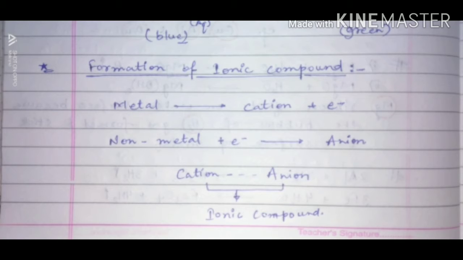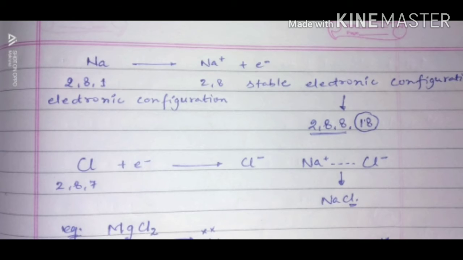So now student, one question you may ask: why does the metal form a cation and the non-metal form an anion? Any element gains or releases electrons because these elements want to attain a stable configuration like the noble gases.